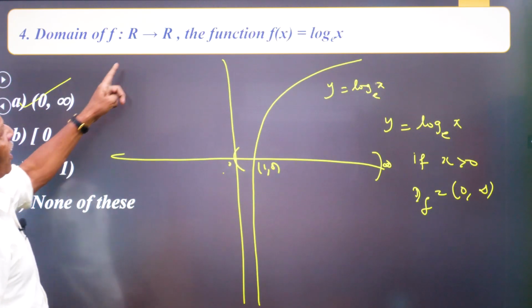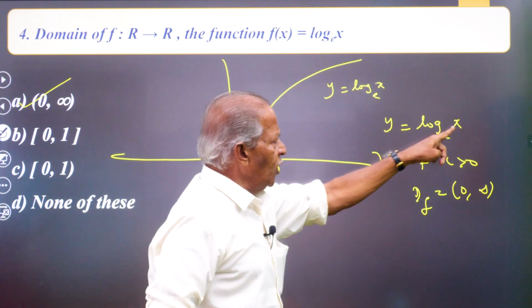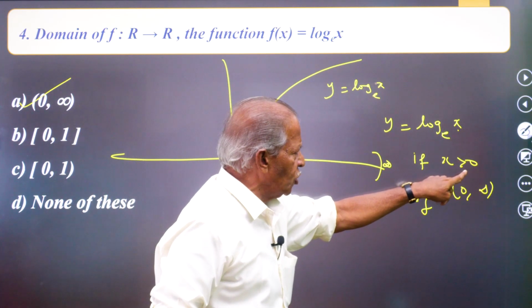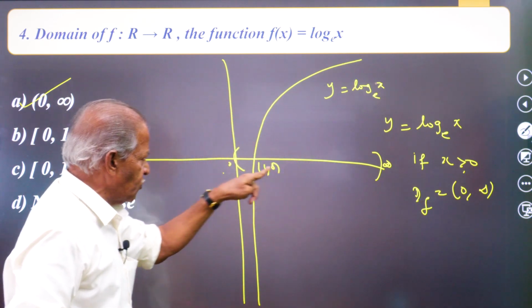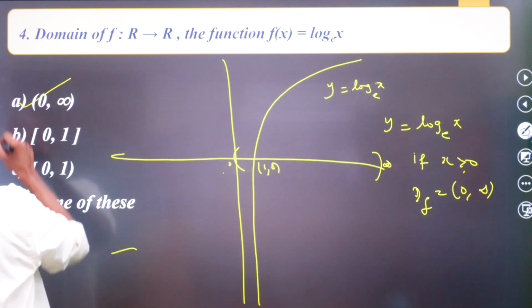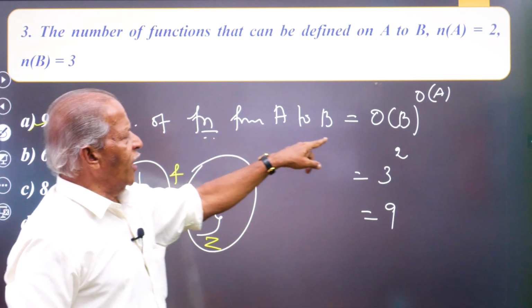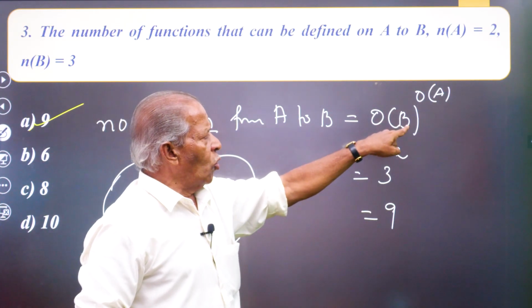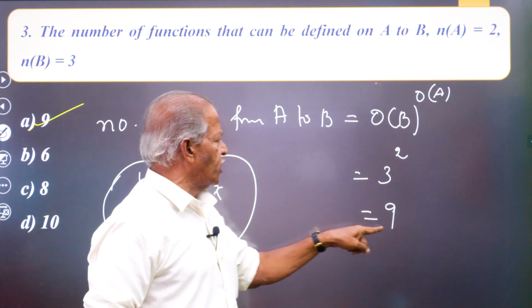The next one, f of x equal to log x. Log x function is defined if the argument is greater than 0. And the domain of the function equal to 0 to infinity. This is from the diagram. And next one, third problem, the number of functions from A to B is given by a formula. Order of the codomain power order of A, 3 power 2, which is equal to 9.